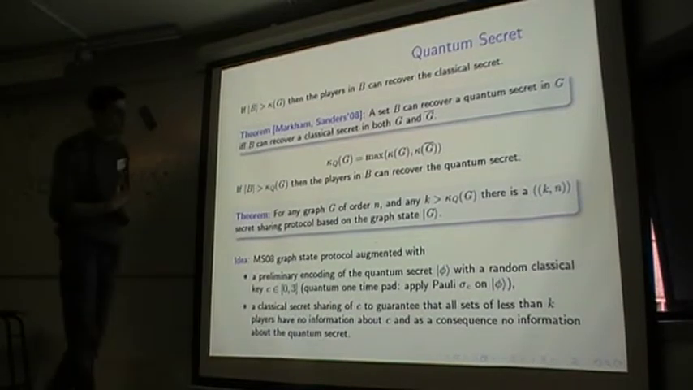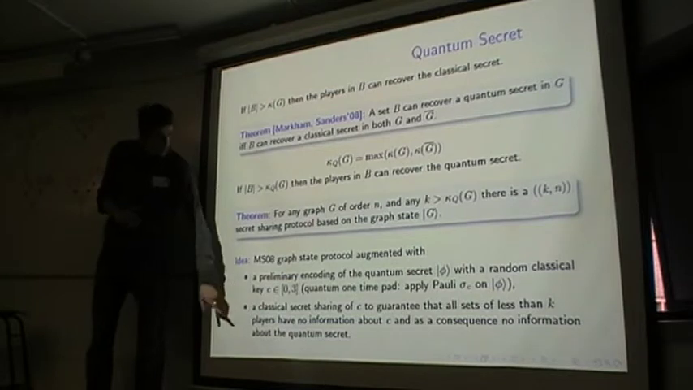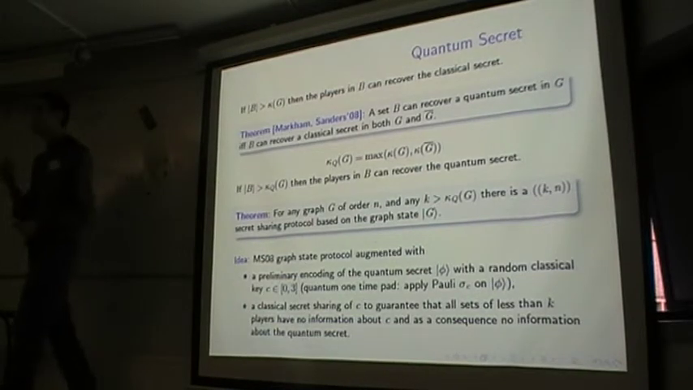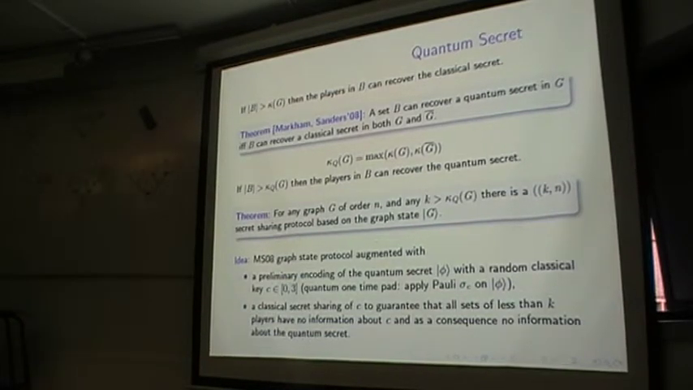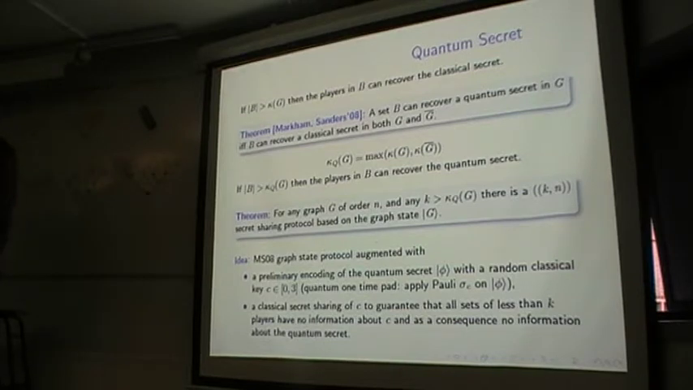And now if we take a set of players which is smaller than K, because of the classical part here, they don't know the classical key, so they cannot recover the quantum secret. And we guarantee that they have no information about the quantum secret. So by adding this quantum one-time pad and the classical secret sharing of the key, we guarantee that we have a threshold scheme.